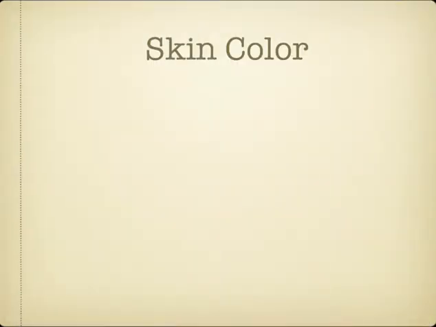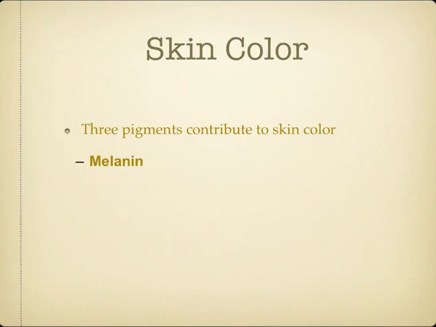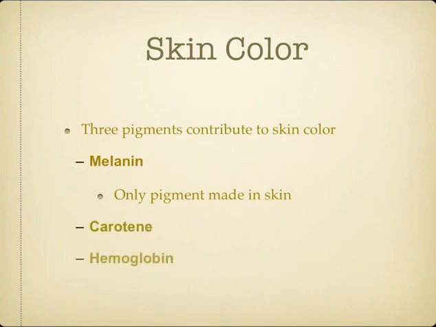Let's take a few minutes and discuss skin color. It's a little more complex than you might at first expect. There are three main pigments that actually can contribute to skin color. Only one of them is actually made in the skin itself. That would be melanin. The other two pigments that contribute to skin color include keratin and hemoglobin, which is of course found in your blood. We're going to talk about each of these in their turn.